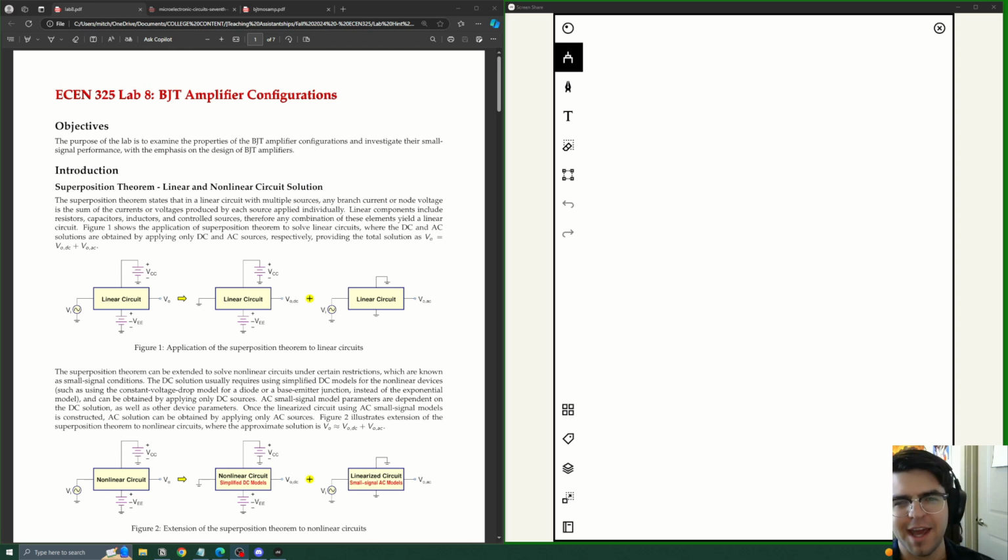Today we're going to be going over Lab 8, BJT amplifier configurations. So let's talk about what the goals are for this lab.